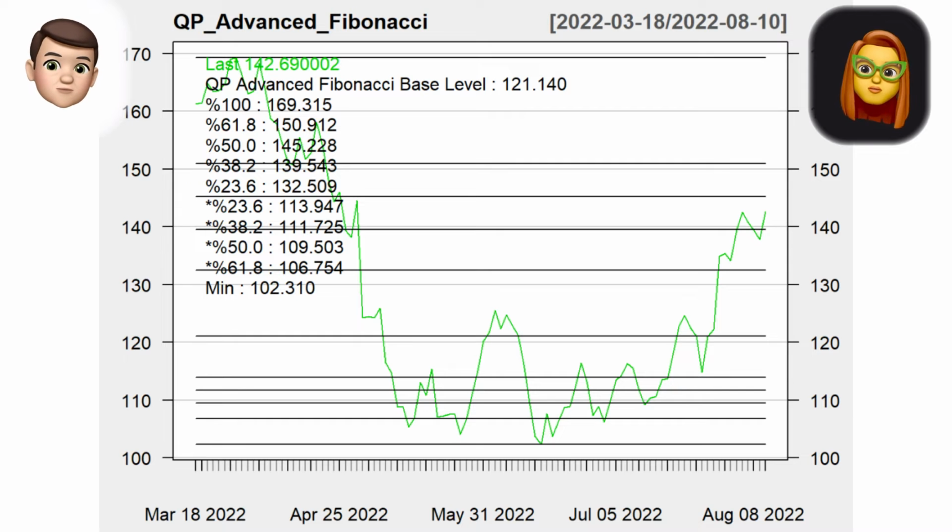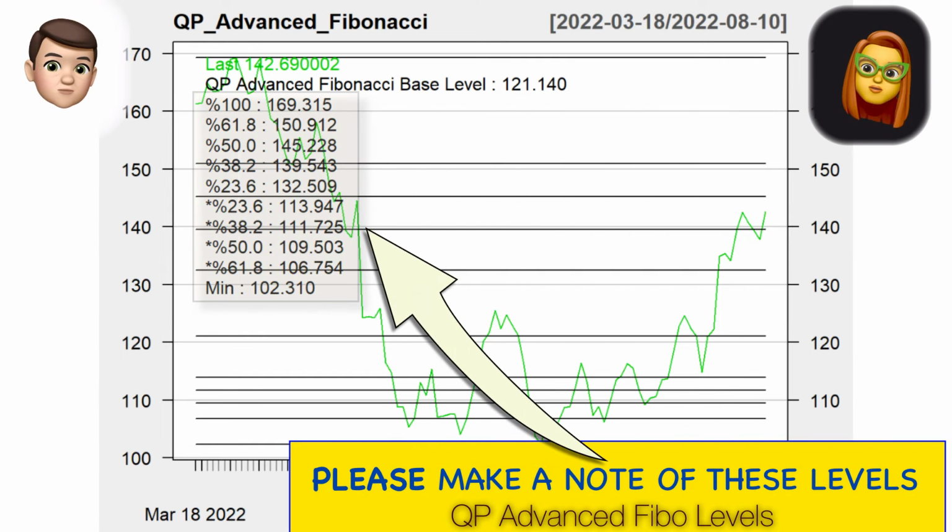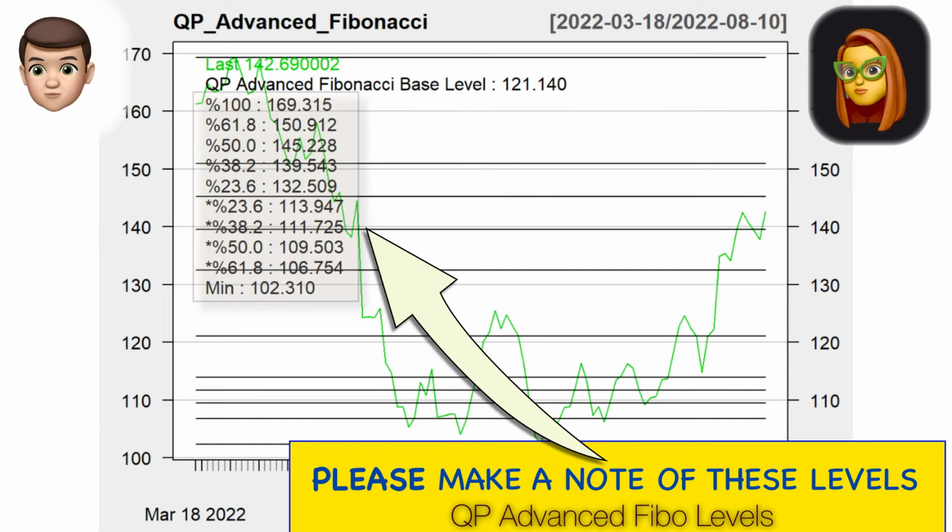Quants Pro Advanced Fibonacci Retracement Scale has been specially designed by our experts working for you. This scale is based on Quants Pro Advanced Fibonacci Base Level. Quants Pro reserves the calculation of the base level. You see the QP Advanced Fibonacci retracement levels on the chart. These levels provide more accurate support and resistance values. In this way, stop loss and take profit levels can be redesigned more accurately.